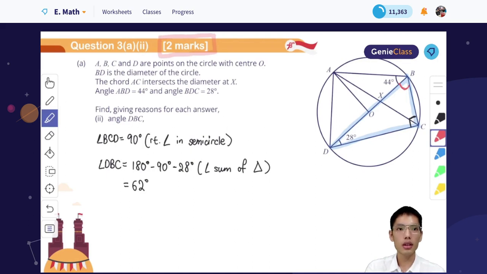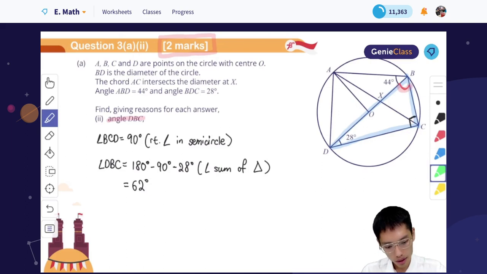Second thing over here, let's identify the particular triangle we need to look at. The only thing we know is that DBC is this angle over here that we are finding. Then what is the angle that might help us? The next angle that has not been given yet, 28. So let's see how we can link.